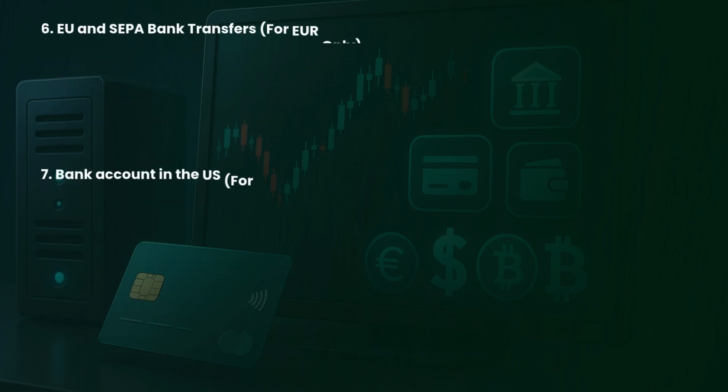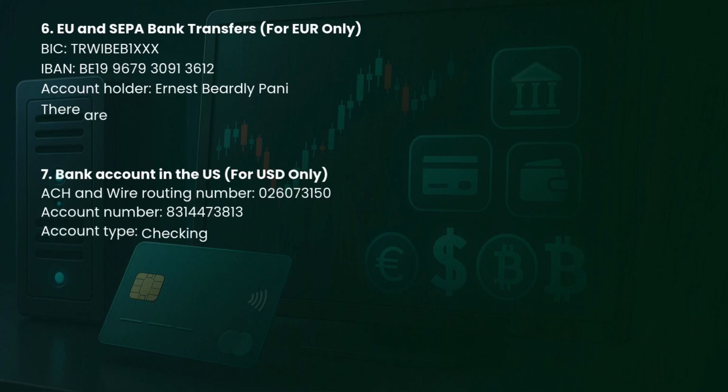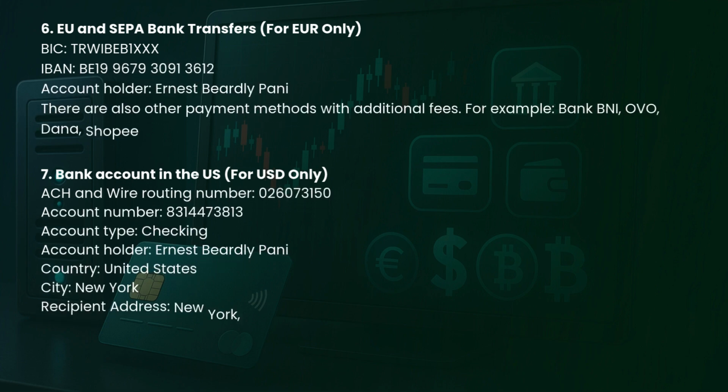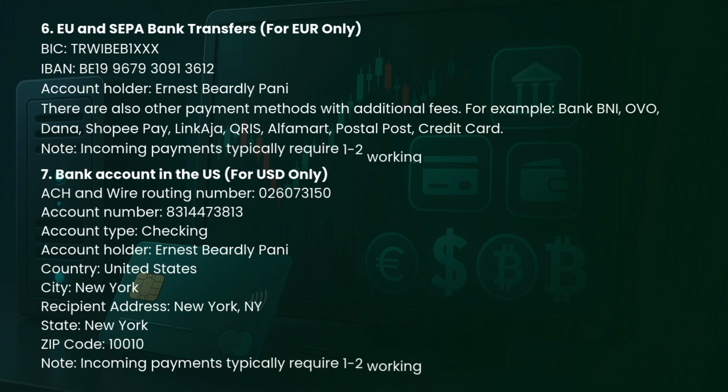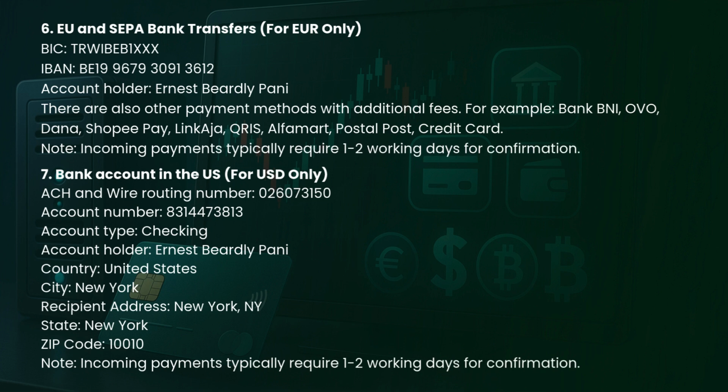6. EU and SEPA bank transfers for EUR only. There are also other payment methods with additional fees. For example, Bank BNI, OVO, Dana, ShopeePay, LinkAja, QRIS, Alfamart, Postal Post, credit card. Note, incoming payments typically require 1 to 2 working days for confirmation. 7. Bank account in the US for USD only. Note, incoming payments typically require 1 to 2 working days for confirmation.